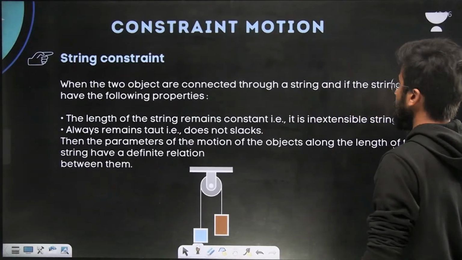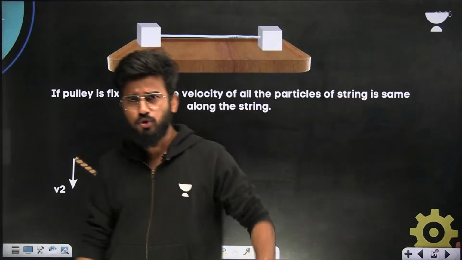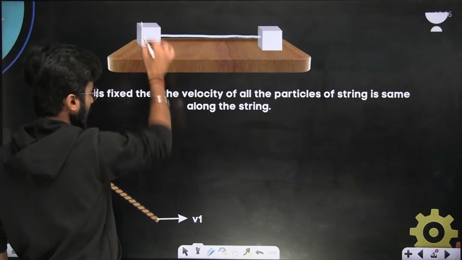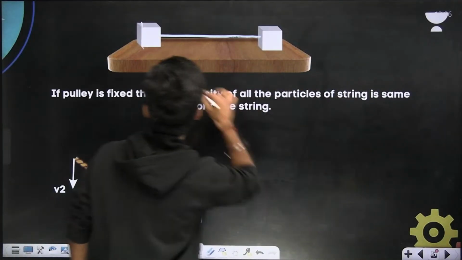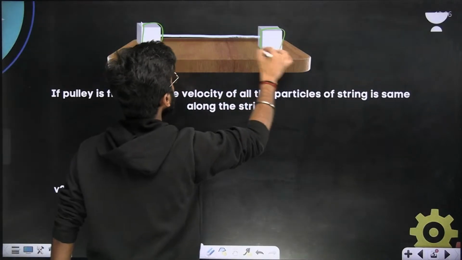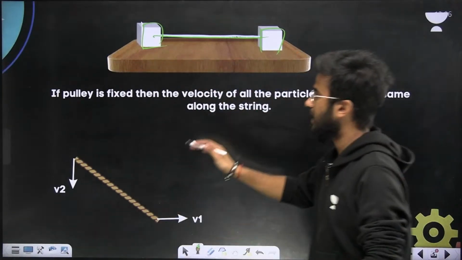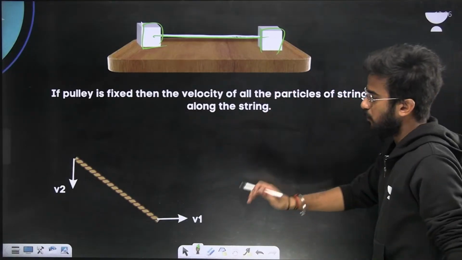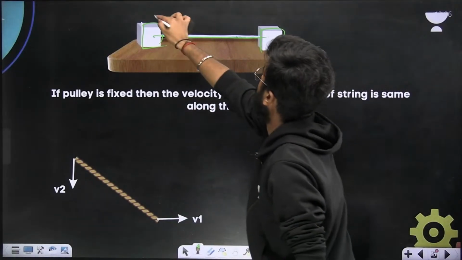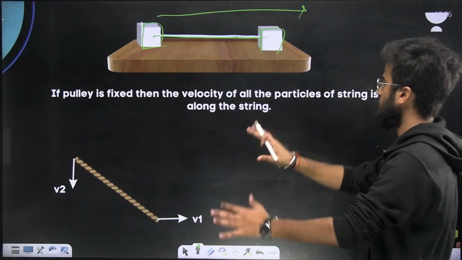Okay, so first of all, let me talk about this. Suppose that we have two blocks, one here, the other here, and we have connected them by a string. Now suppose that this system is moving in this particular direction.